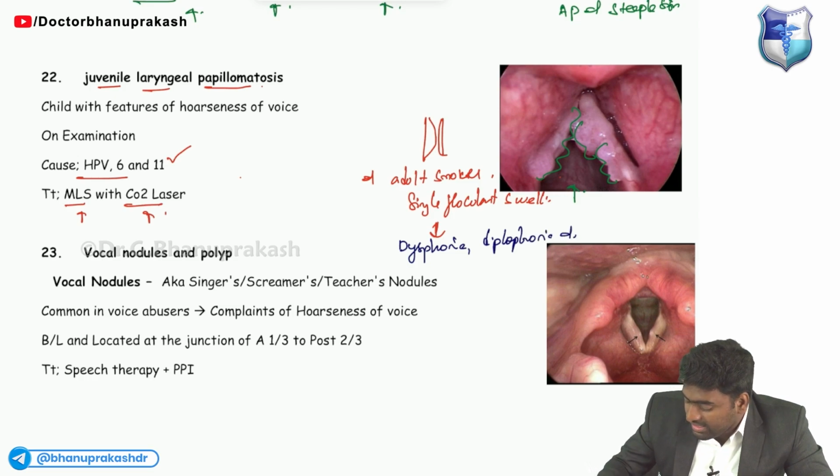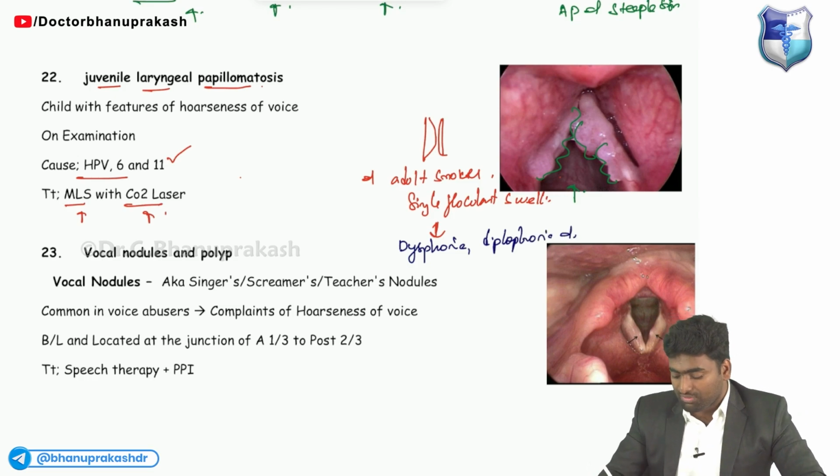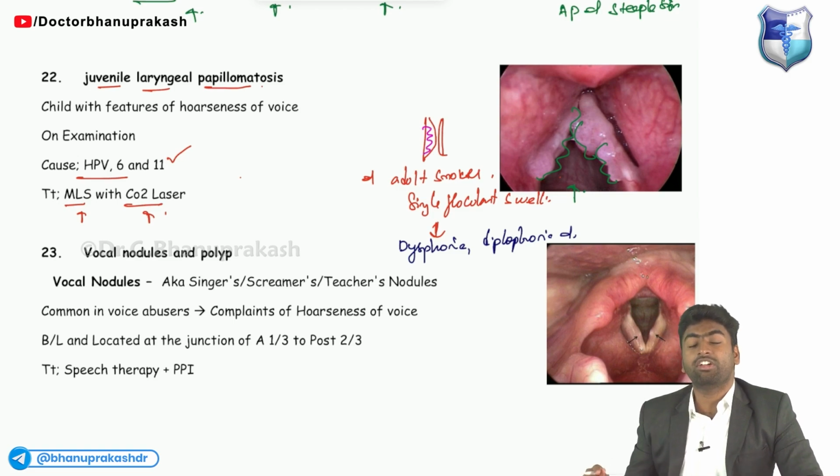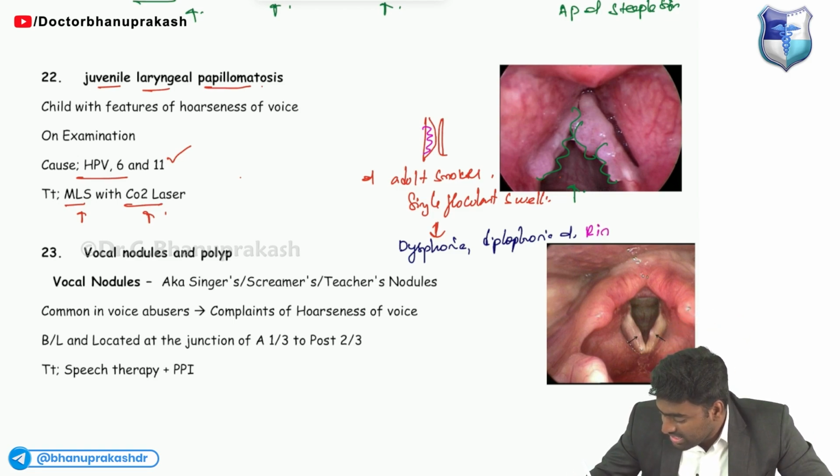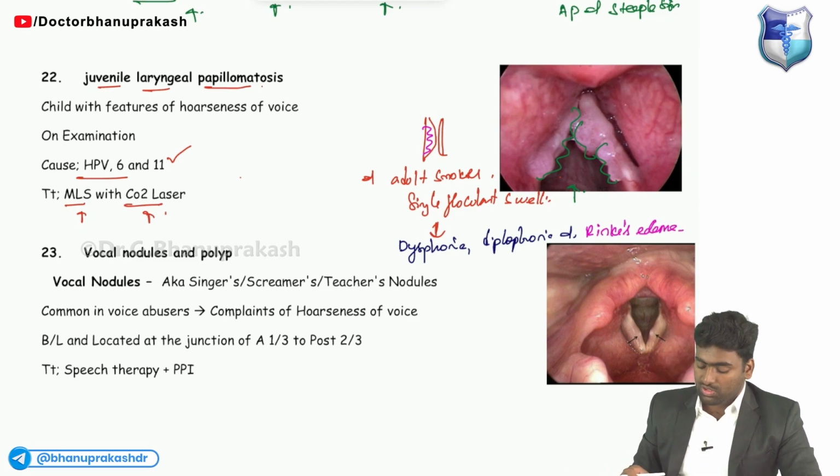What could this be? There is this single flocculent swelling. There is a collection of fluid in between these layers of the vocal cord. What could this be? It is Reinke's edema. Remember, it is Reinke's edema.